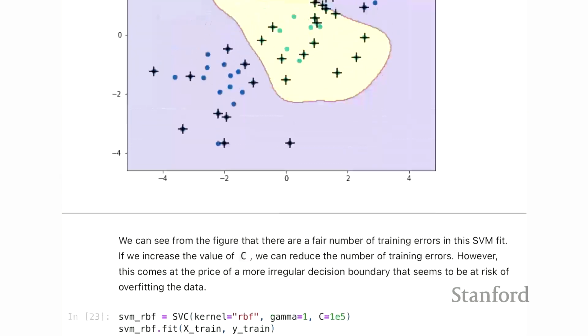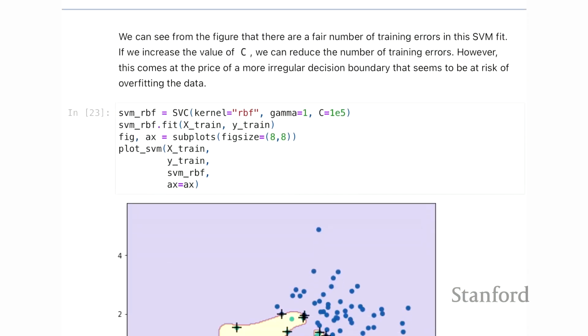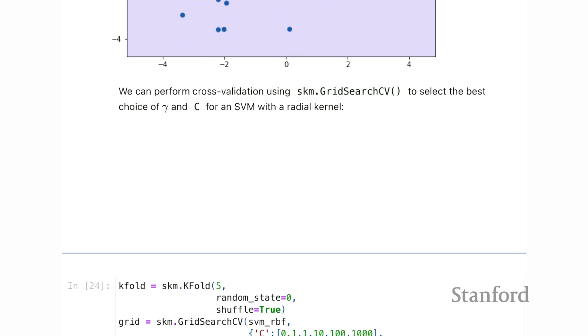If we compare that to the previous one, it's considerably smoother. It doesn't have any little islands. So that's overfitting in a case like this. Yes.